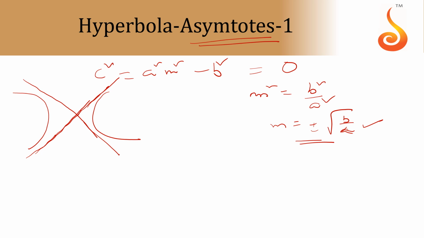These pair of lines are called asymptotes. So asymptotes are the pair of tangents passing through the center of the hyperbola.